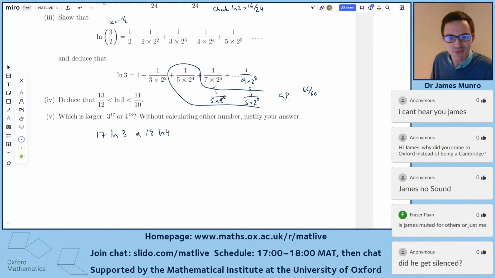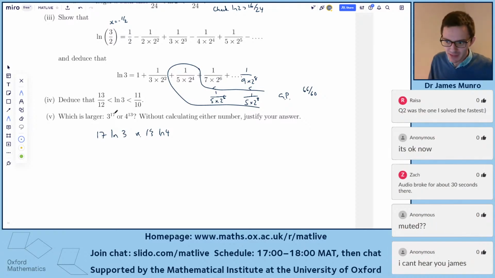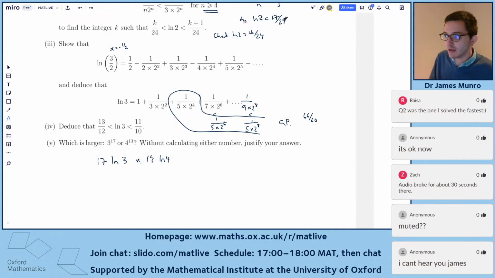I drew a geometric progression on the board. And also, it all adds up to 66 over 60. That bounds it. Last part. This 17 in the question here is related to the 17 that we found higher up for this bound up here. The parts of the question are kind of related together.